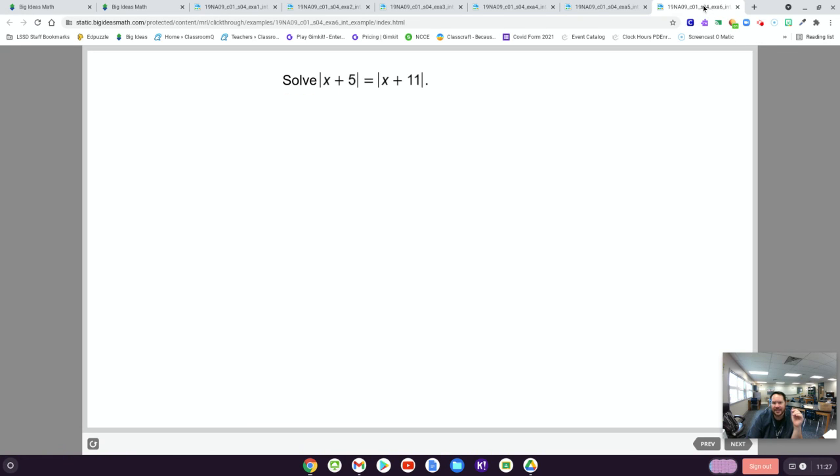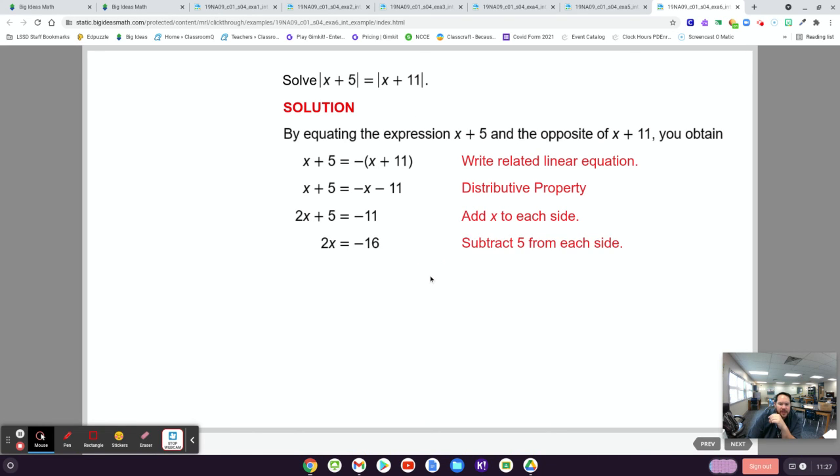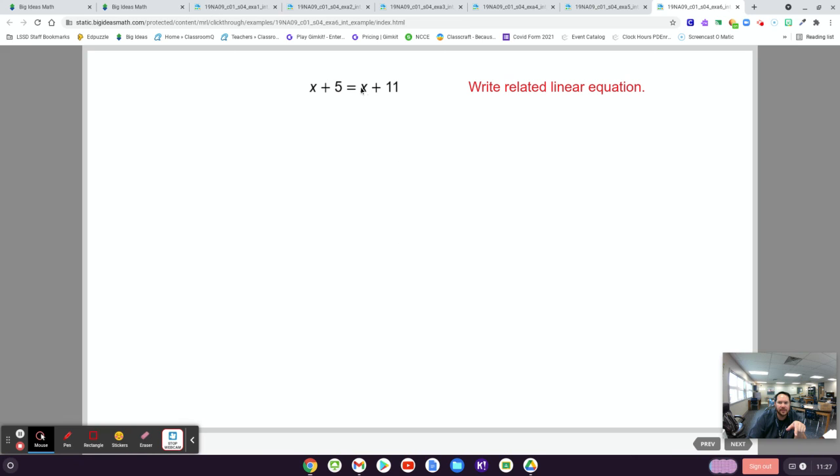And then we got our last example here. So to solve this, again, you would set it up the same way. Set one up where x plus 5 equals x plus 11, and then do the other one where x plus 5 equals negative, and then in parentheses, x plus 11. So when you solve this, you end up getting x equals -8. When you solve this one, you get this equation where you get 0 equals 6. And that doesn't make sense.